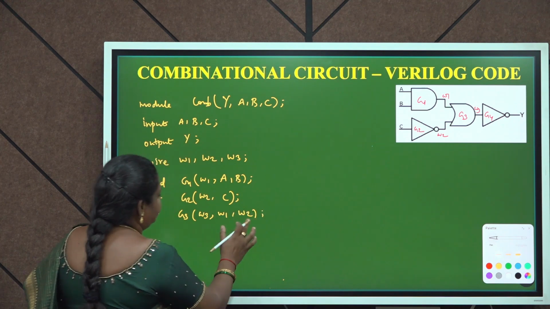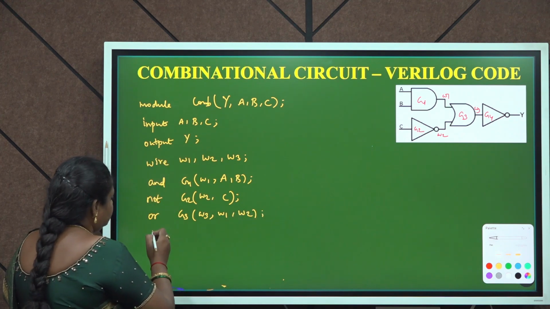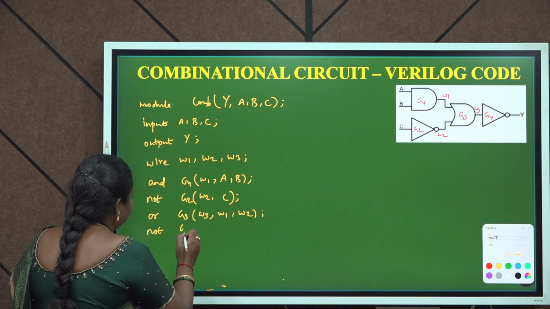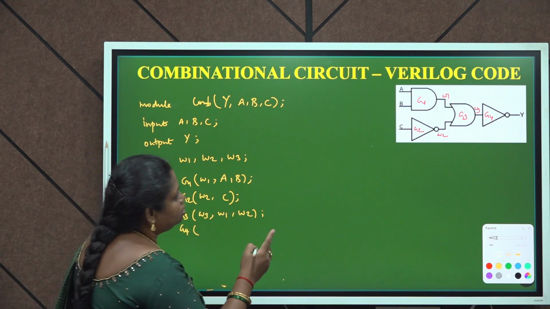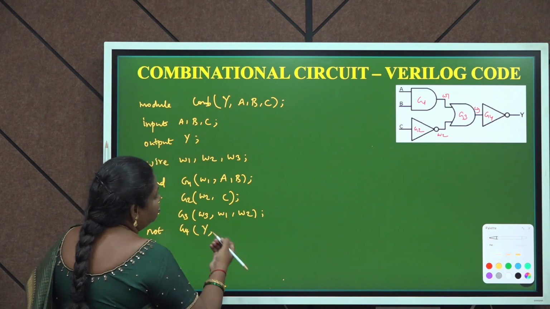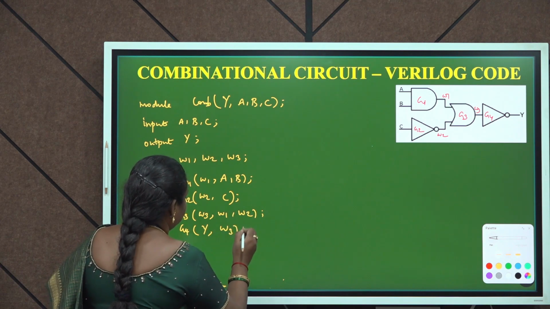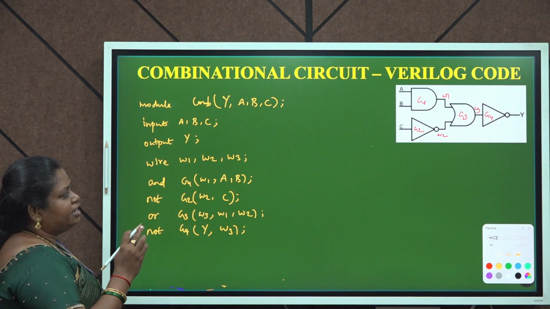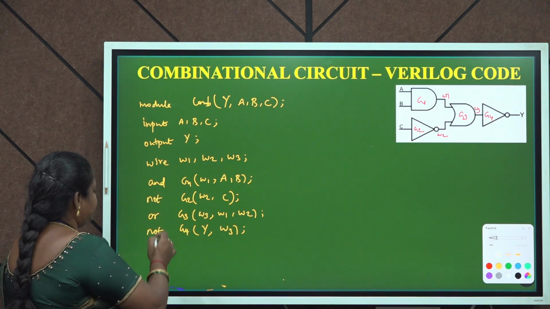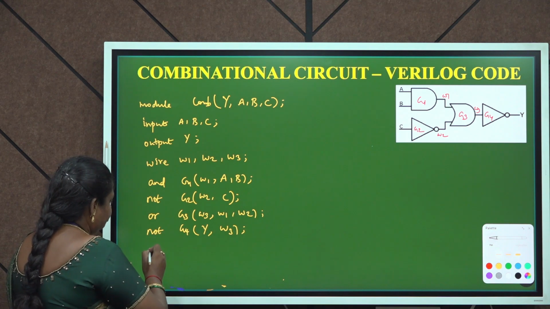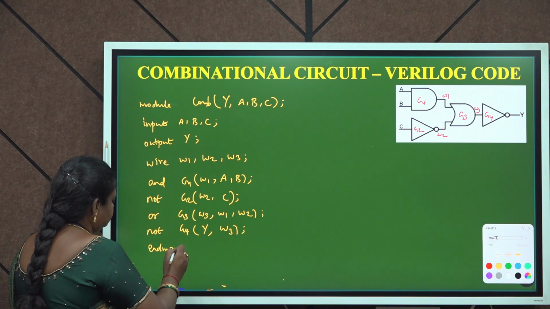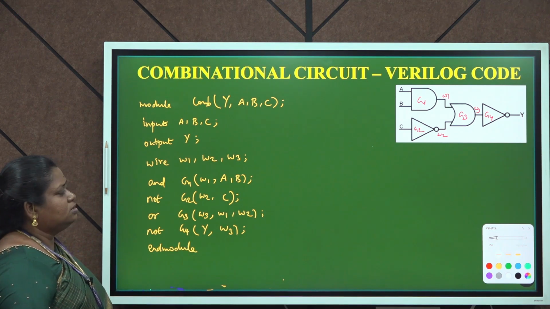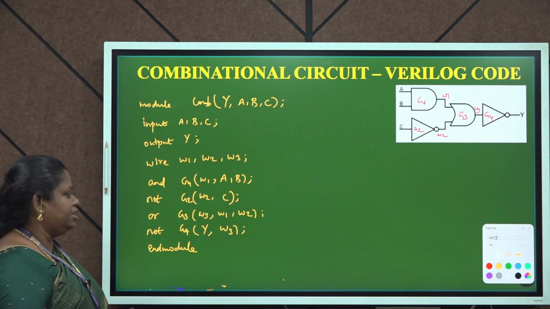Now the wires are being used as inputs. The last one is a NOT gate, with label G4, my output is Y and my input is W3. So, I have completed writing all the gates: AND, NOT, OR, and the final NOT gate. I close the module with endmodule. This is a simple way of writing using gate level modeling.